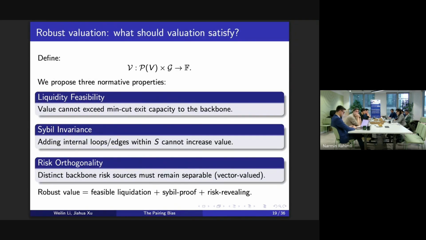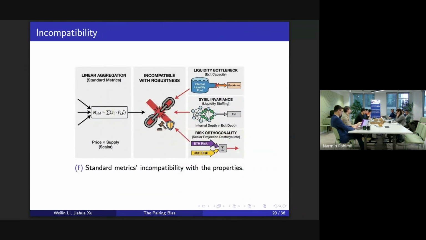So here we have defined three normative properties that correspond one-to-one to the three assumptions made by the standard metrics. That is the liquidity bottleneck, the stable invariance, meaning you can just manipulate internal liquidity, and the risk orthogonal, where it just outputs one number instead of the routing path. Based on this analysis, we can see the standard metrics are not compatible with what we are trying to express, because we want a robust valuation framework for DeFi assets.